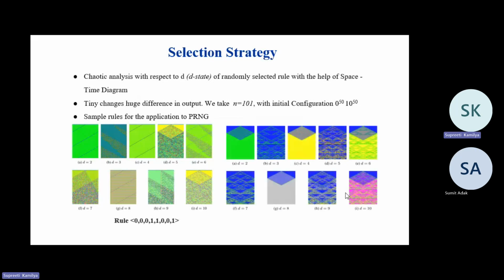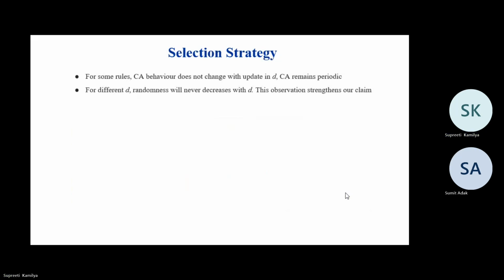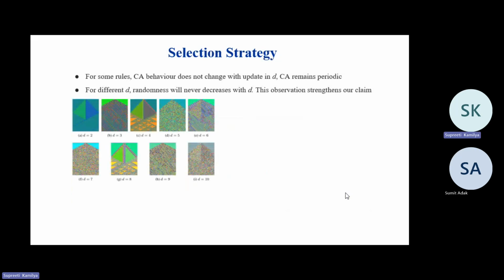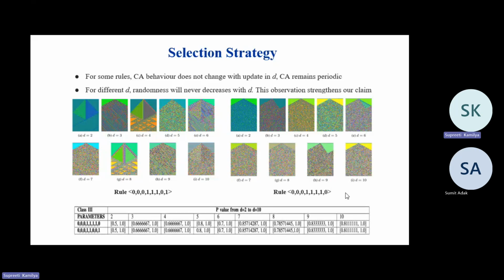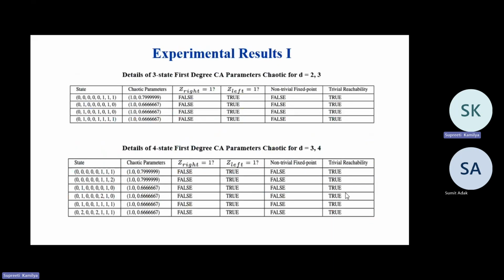So we can see that in this diagram there is no change for this rule, but for this rule we can see a lot of chaotic results coming. This observation will strengthen our claim that increasing the number of D will also increase the randomness property. These are some more sample rules, and we are considering mostly from D2 state to 10 state. We checked over this, and we have given a sample of the experimental result. These are the details for 3 state; 4 state and 5 state are also there, but I didn't include them in the slide.